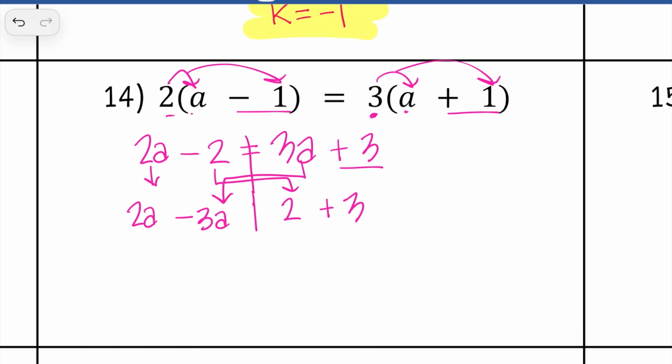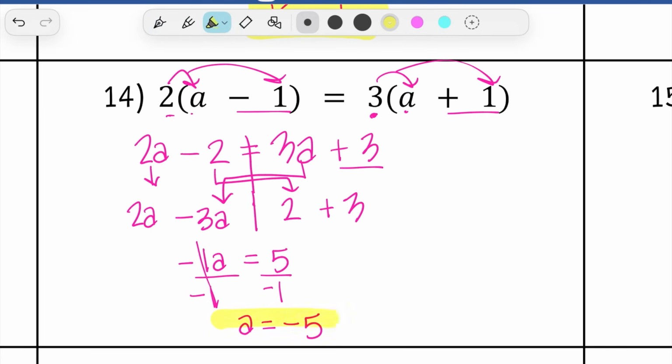We can combine our like terms now. 2a minus 3a is negative 1a, or you might just say negative a. And then on the right, that says 2 plus 3, which is 5. Finish it off. You can divide both sides by negative 1. So a equals negative 5. All right, go to problem 15.